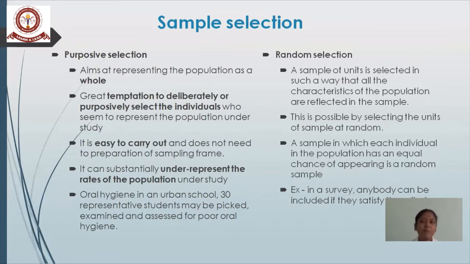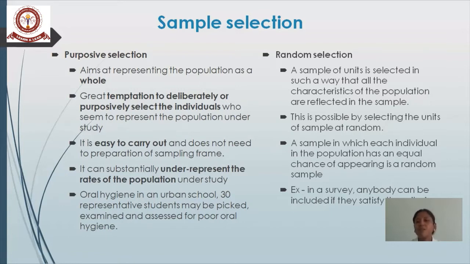But in a random sample, the sample of units is selected in such a way that all the characteristics of the population are reflected in the sample, that is, we are randomly selecting the samples. So that is random selection. Purposive selection means we are deliberately or purposively selecting the individuals whom we think represent the population. The main advantage of purposive selection is that it is easy to carry out and it does not need the preparation of a sampling frame.